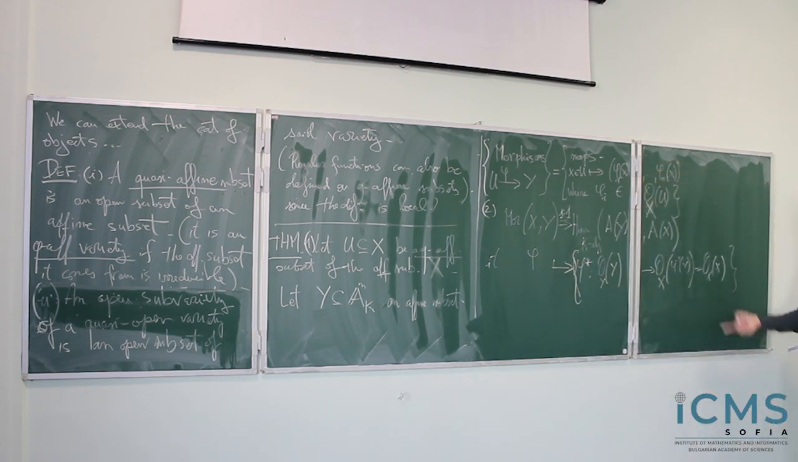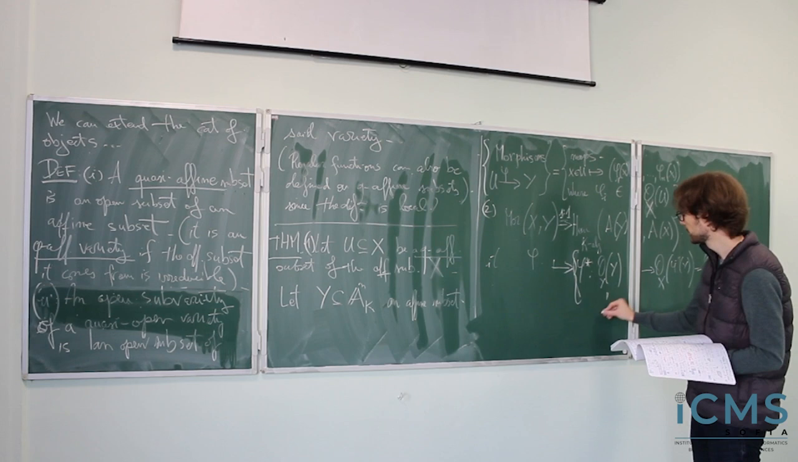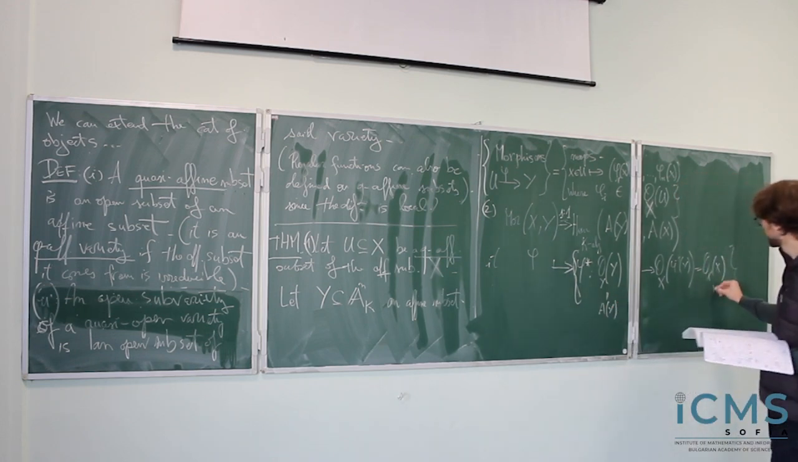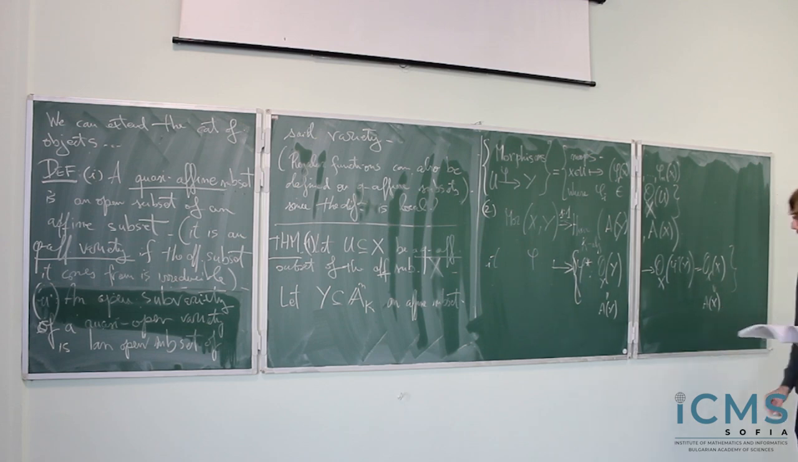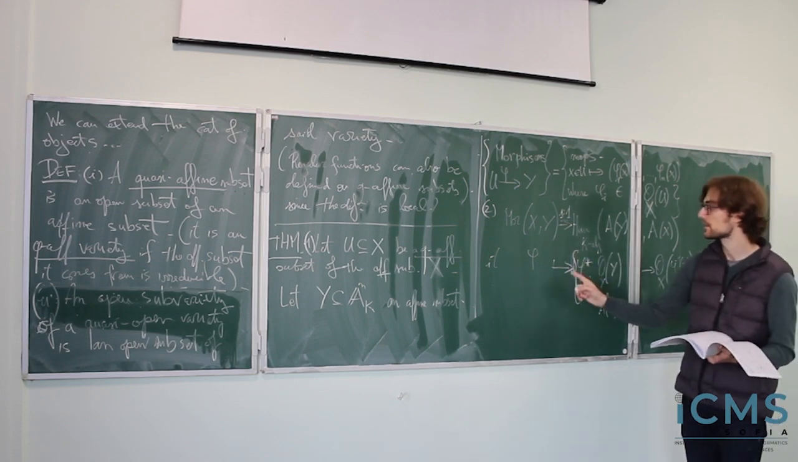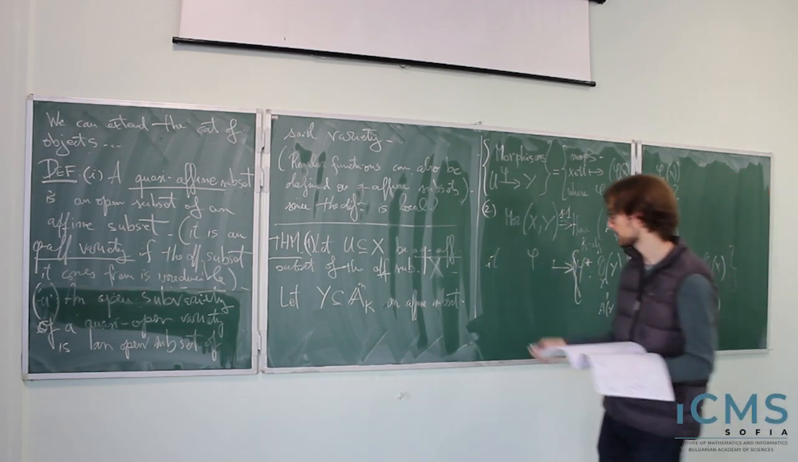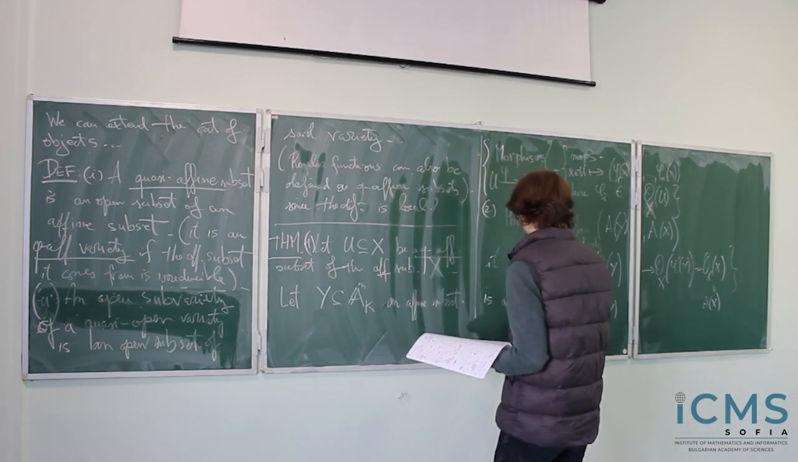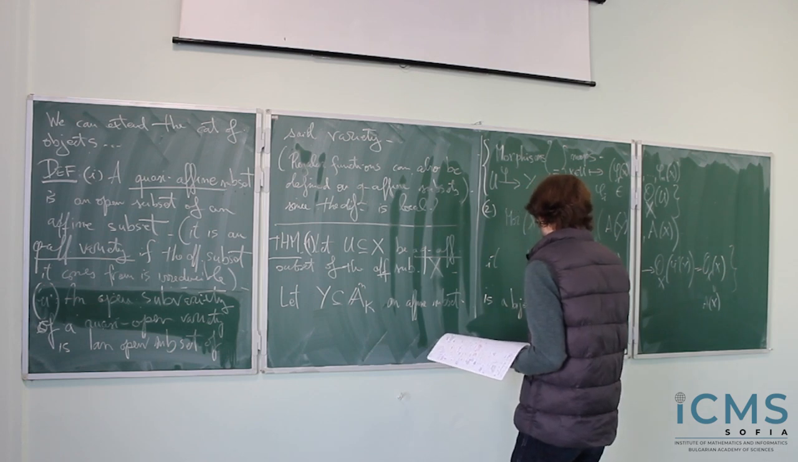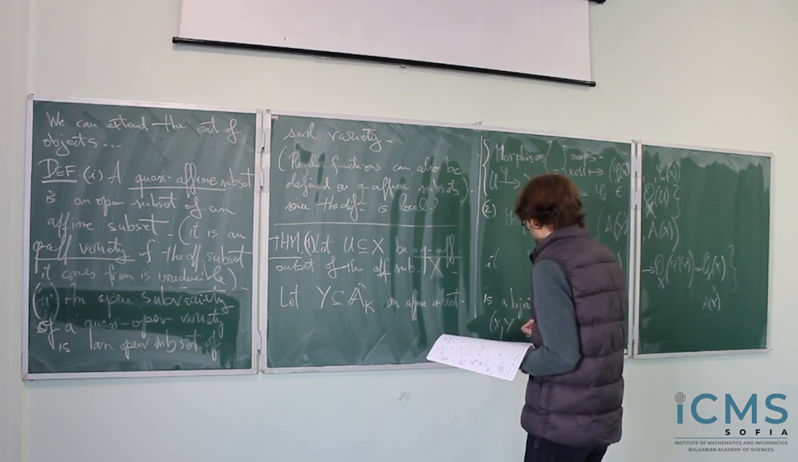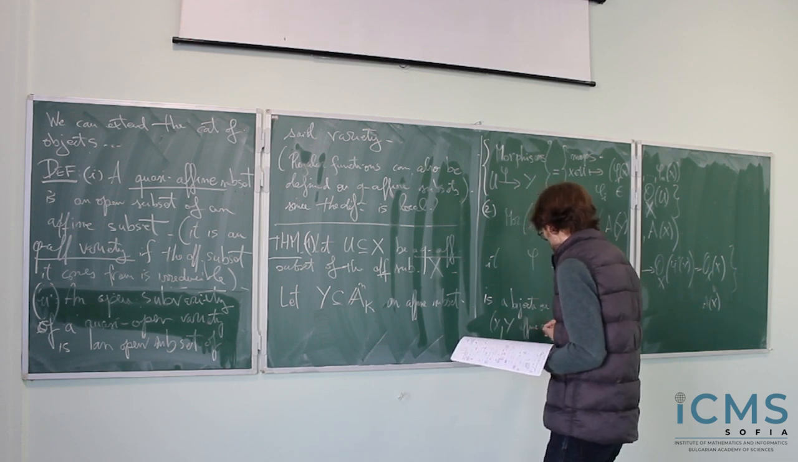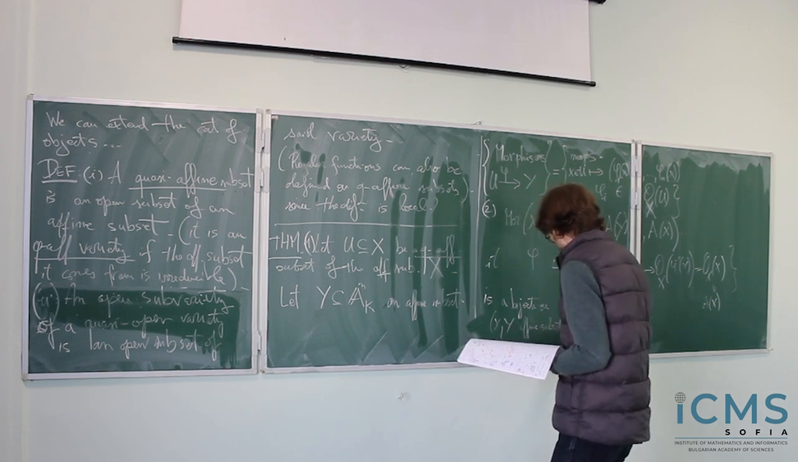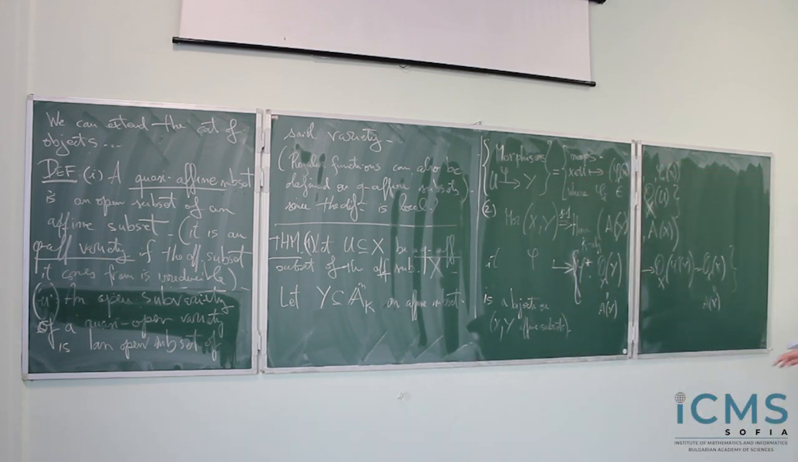Okay. And what are these rings? Well, we have established that this is A(Y), and this is A(X), the coordinate rings. So this is how we build this correspondence. And the fact is that this is a bijection, when X and Y are affine subsets. Okay. Now it has several properties.